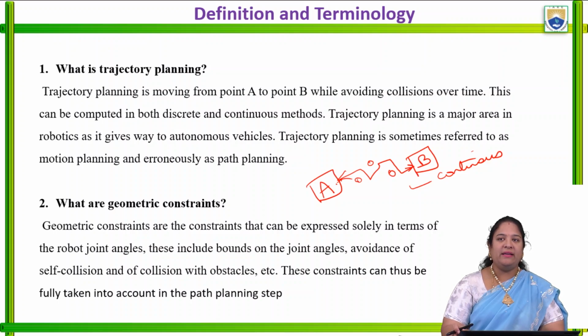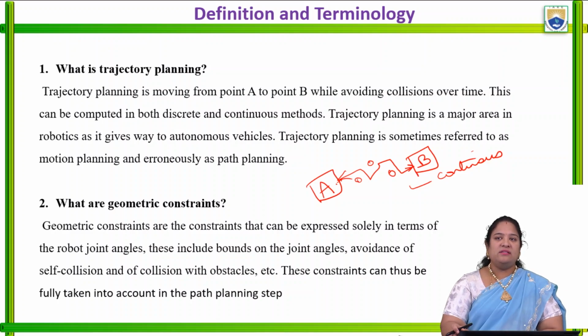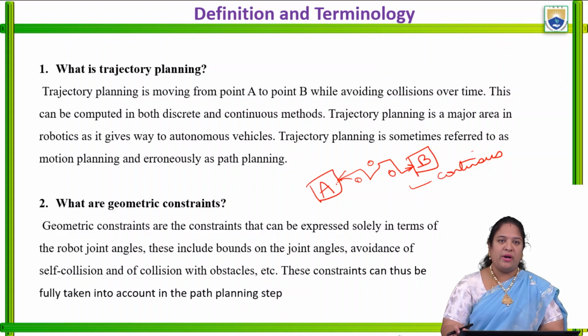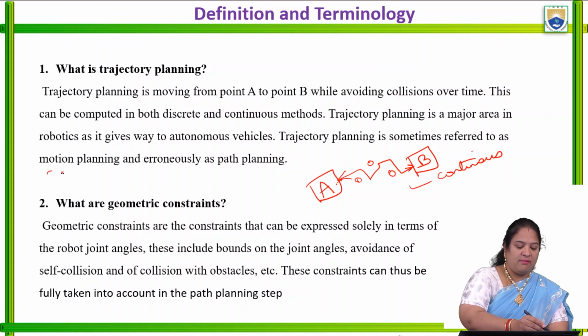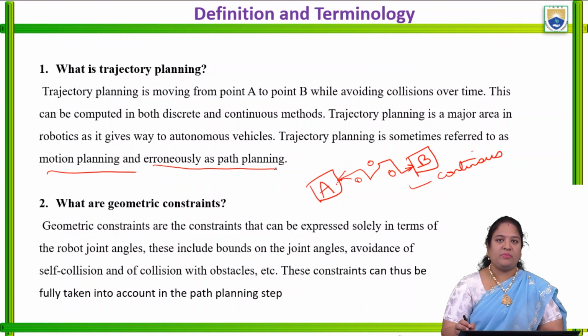Trajectory planning is a major area in robotics as it gives way to autonomous vehicles. And as I've told you, trajectory planning is sometimes referred to as motion planning, and erroneously as path planning. When any robot has to move from an initial position to a final position by avoiding all the obstacles, the planning has to be done beforehand. That is known as trajectory planning.